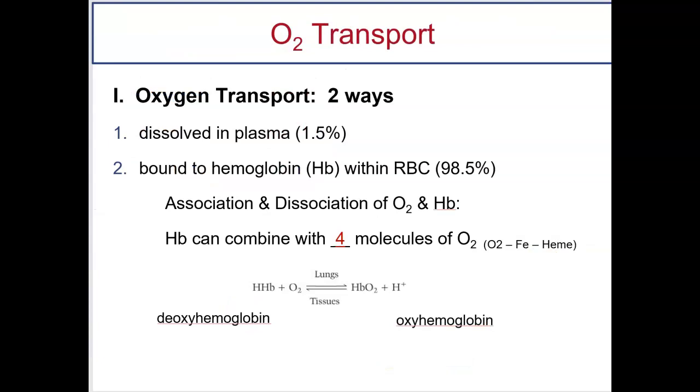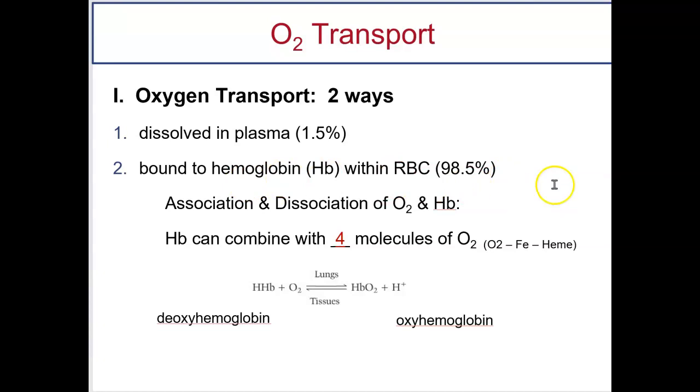Okay, so we talked about what happens, why the gases move, how they move, and some gas laws, and we're going to wrap up with how the gases are transported. We move them in the blood. How do they get from your lungs to your tissue cells? Well, oxygen is transported two ways. A little bit of it just dissolves in plasma, 1.5%. You already know most of it binds to the heme on hemoglobin, and so 98.5% travels that way.